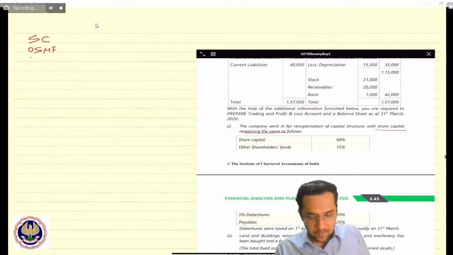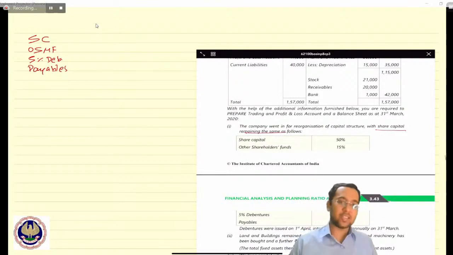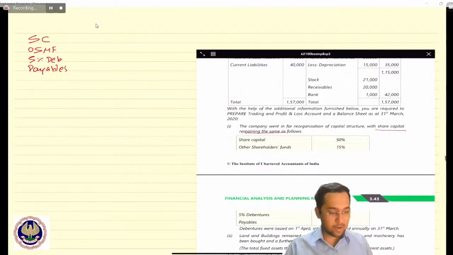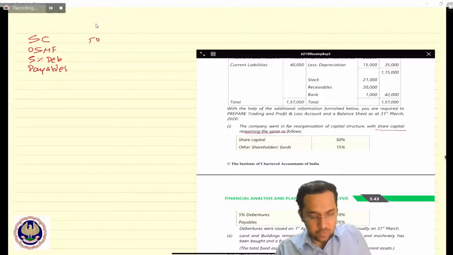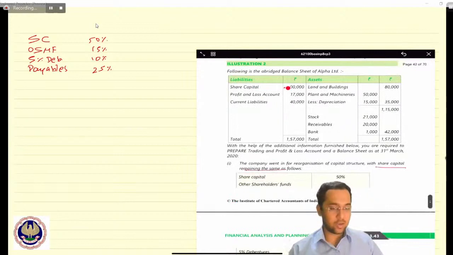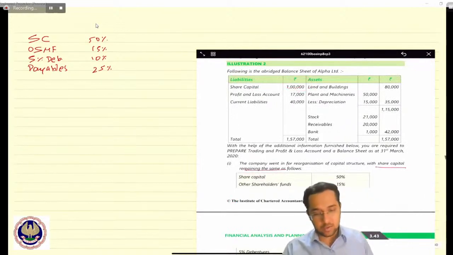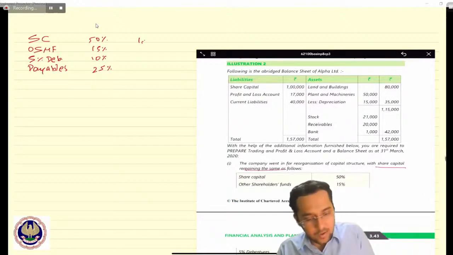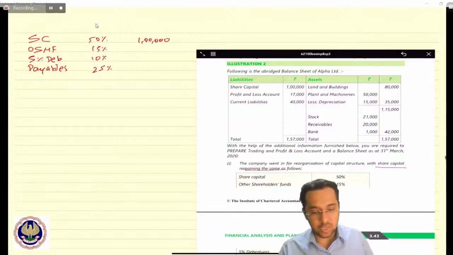Then we have 5% debentures and payables. Basically, this is the liability side of our required balance sheet. They've given us the percentages to be 50%, 15%, 10%, 25%. One thing is given to us: the share capital remains the same. What was our share capital earlier? It was 1 lakh. So share capital over here will also be 1 lakh. It's not going to change.